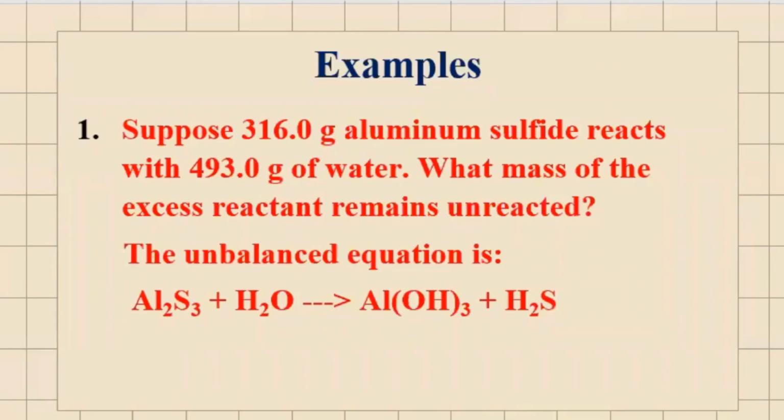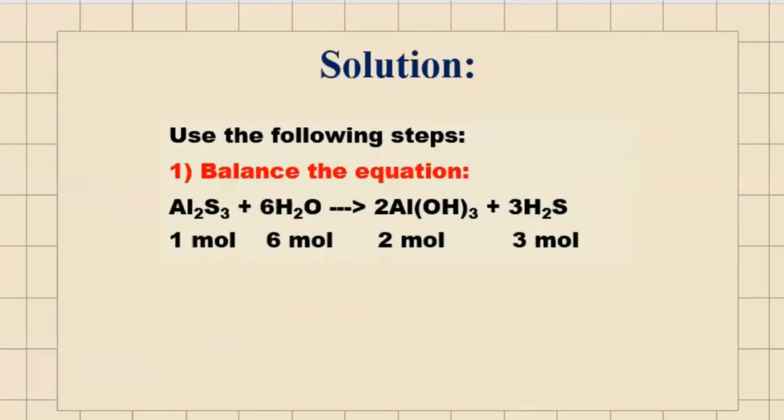Suppose 316.0 grams of aluminum sulfide reacted with 493.0 grams of water. What mass of the excess reactant remains unreacted? You have an unbalanced chemical reaction: Al2S3 plus H2O produces Al(OH)3 plus H2S. This is not balanced. First, balance this chemical reaction. This is your first step. The first step is to balance the equation.